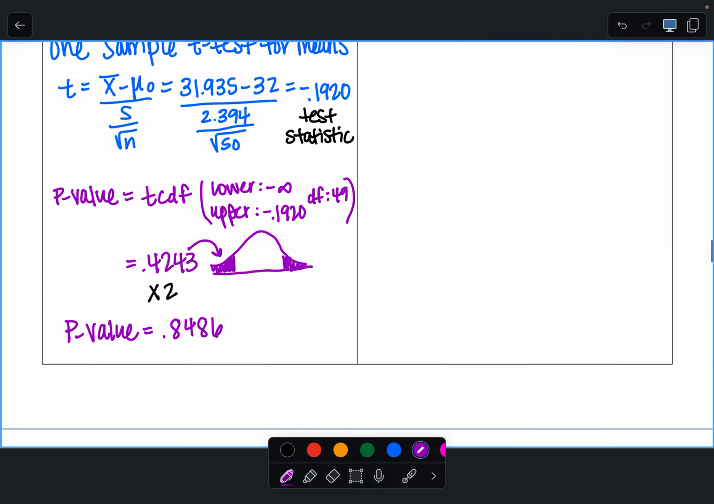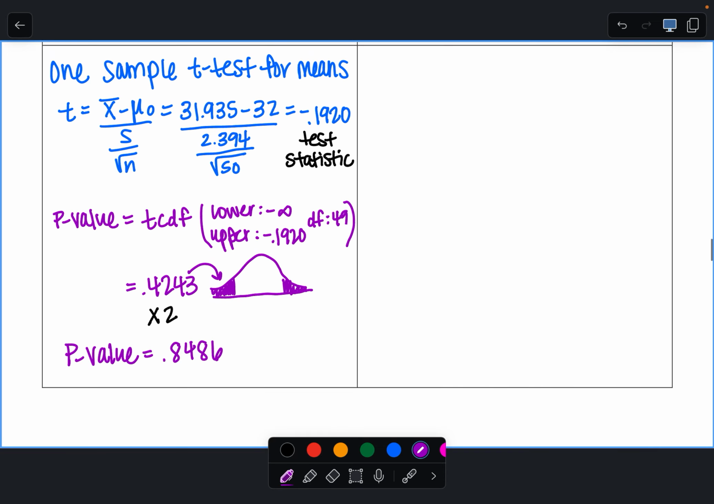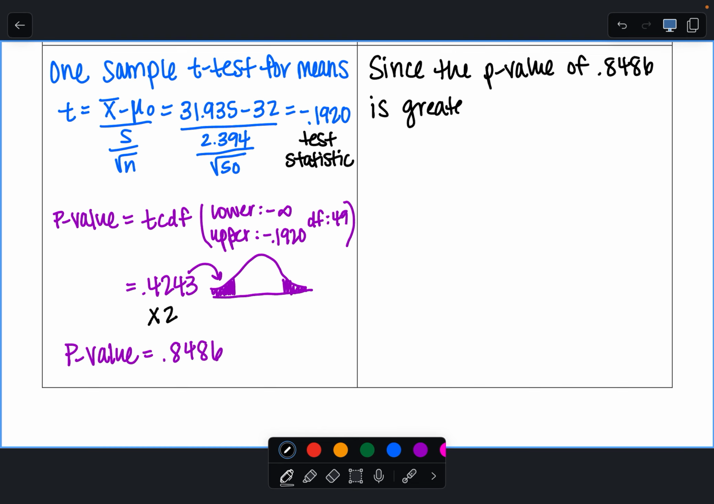But now that I have my p-value, I need to come in and interpret. This is literally the same exact sentence we've been doing. Since the p-value of 0.8486 is greater than alpha equals 0.05, we fail to reject the null.